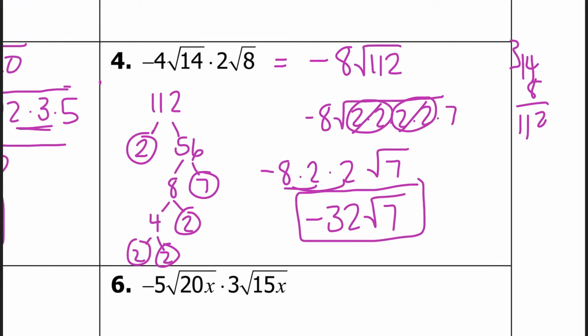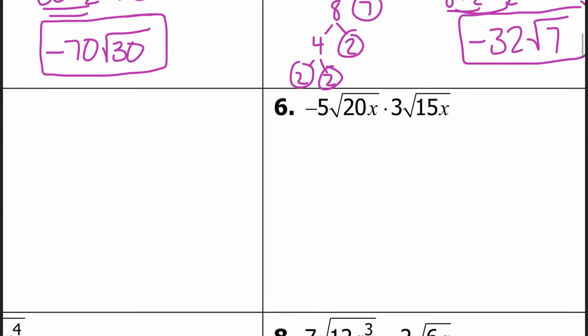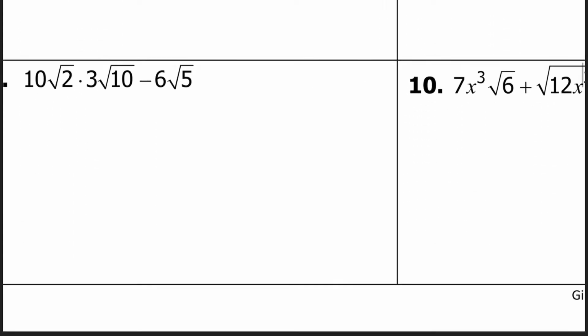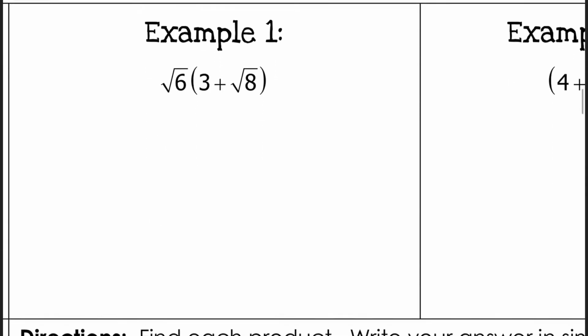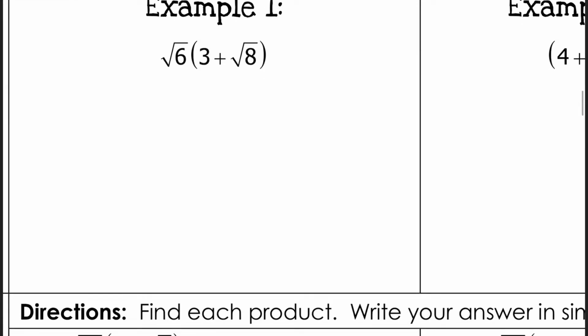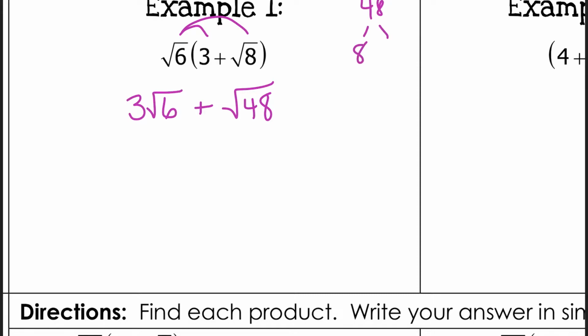All right, so multiply your coefficients, multiply the radicands, and then be very careful simplifying your radical. Don't be like me and mess up. Let's take a look. I'm going to skip over the ones with the letters for just a second. Let's look on the next page where we have, for example, here. This looks a little bit different, but let's think about it for a second. This is just the distributive property. So square root of 6 times 3 is 3 square root of 6, and square root of 6 times 8 is square root of 48. And then at this point, you would break down your factor tree.